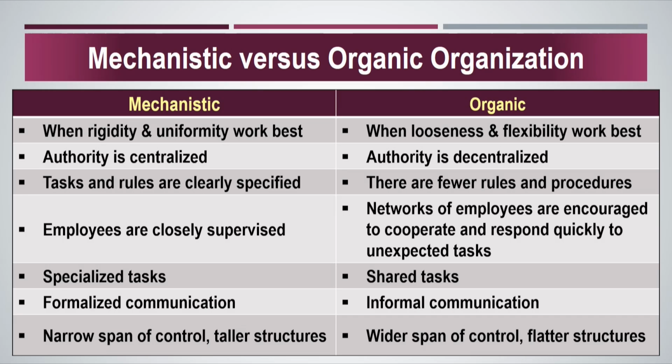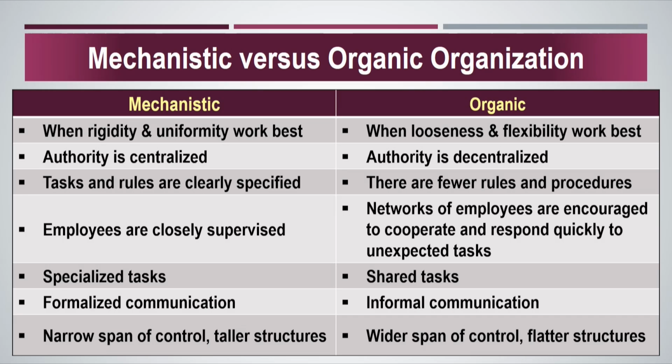Tasks and rules are clearly specified under mechanistic design. On the other hand, there are few rules and procedures under the organic system. In the case of mechanistic, employees are closely supervised. On the other hand, networks of employees are encouraged to cooperate and respond quickly to unexpected tasks. In the case of mechanistic system, tasks are specialized. On the other hand, tasks are shared.